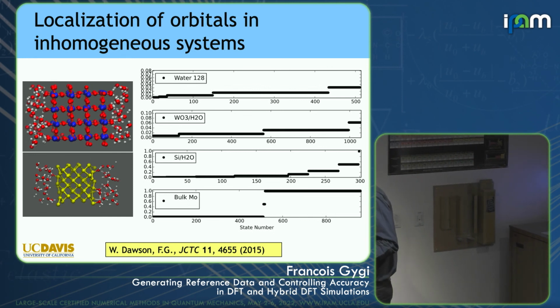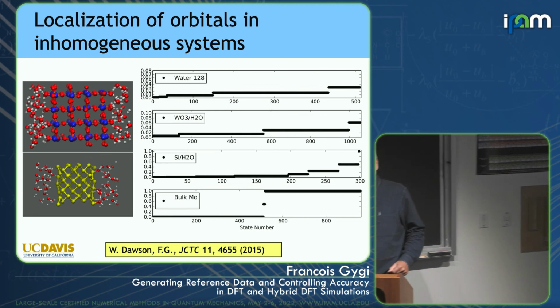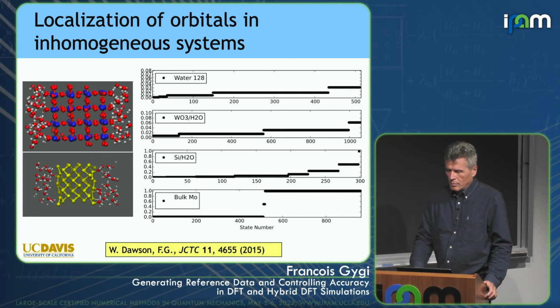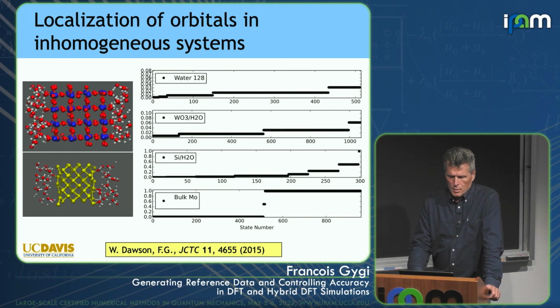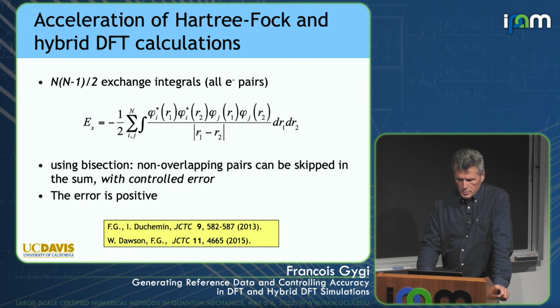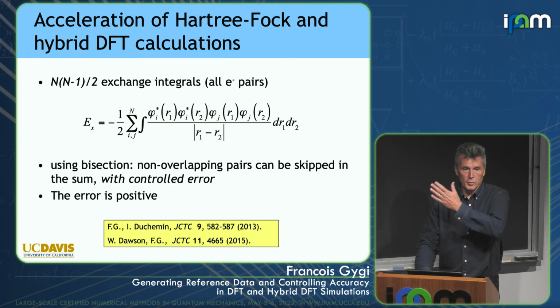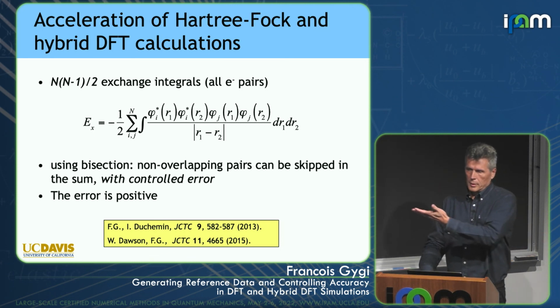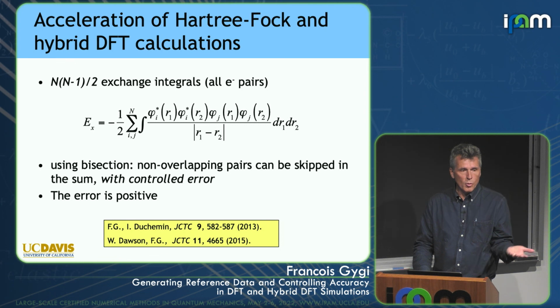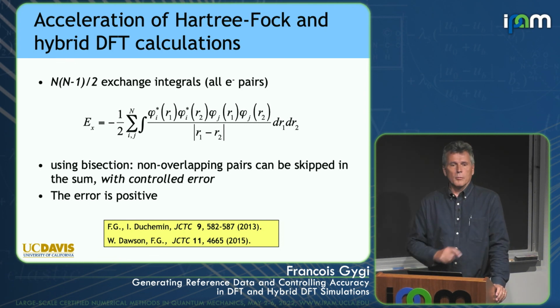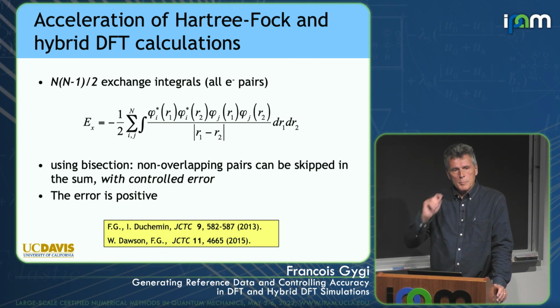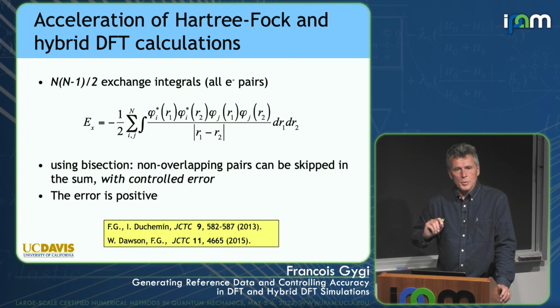How localized can these orbitals be before I truncate them? And then I know what error I make. So we use that to accelerate Hartree-Fock calculations. And I see that I'm running out of time, so maybe let's just skip over that. It's just me saying we skip some exchange integrals that we know are going to be very small. One thing that we know also is that we always make a positive error, because all the exchange integrals have the same sign. So if I skip one, I know what kind of error I make. I know the sign. So I have, in some sense, a variational approach.